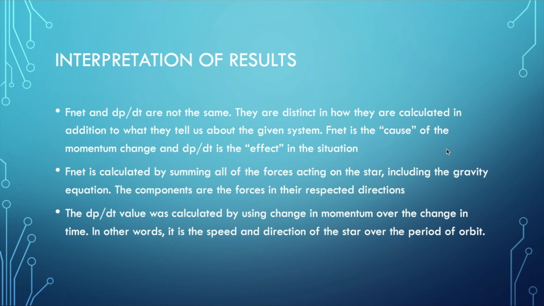Now, the interpretation of the results. FNet and dp dt are not the same. They're distinct in how they're calculated, in addition to what they tell us about the given system. FNet is the cause of the momentum change, and dp dt is the effect of this situation.